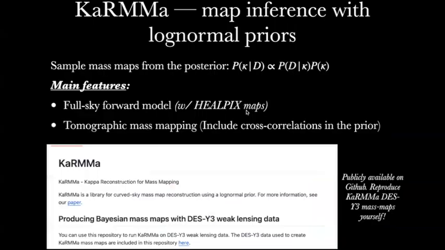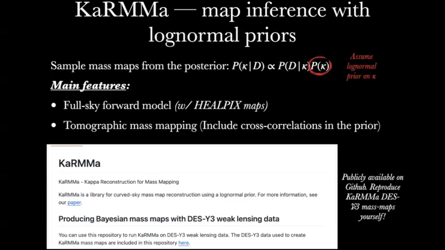So we developed a code called Karma that does precisely this. You can find the code on this GitHub repository, and you can use that to run Karma yourself. What Karma does is it tries to do this sort of forward model on the full sky, using HEALPix maps, and it also includes the tomographic cross-correlations between different maps.